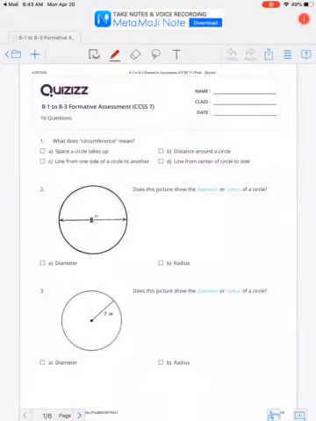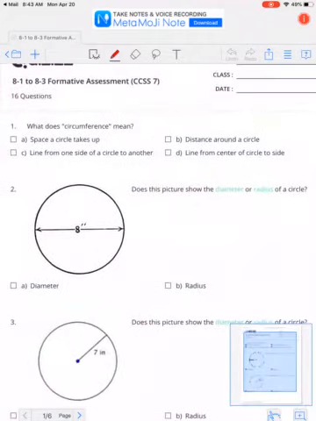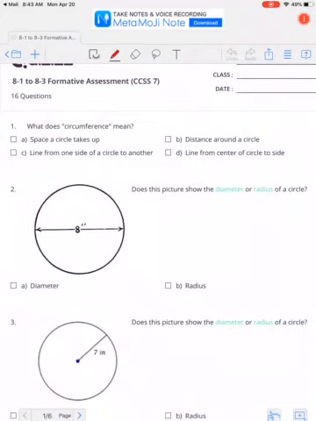Hello everybody, so I'm going to go ahead and go through the 8-1 to 8-3 formative assessment that you guys took on Quizizz. This will give you some clarity if you had any questions about different questions that you got incorrect. So the first question was, what does circumference mean?